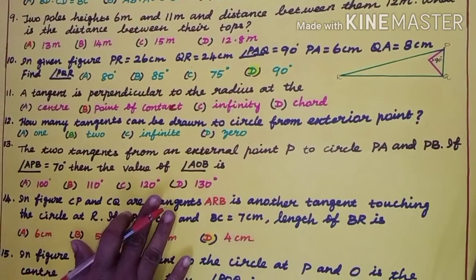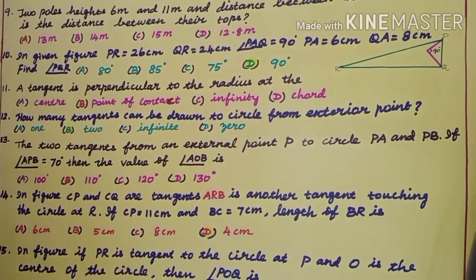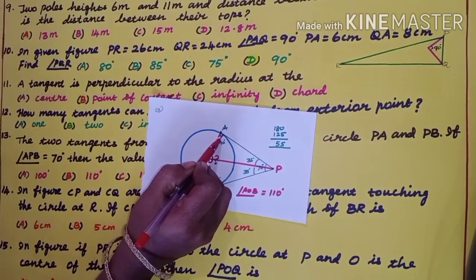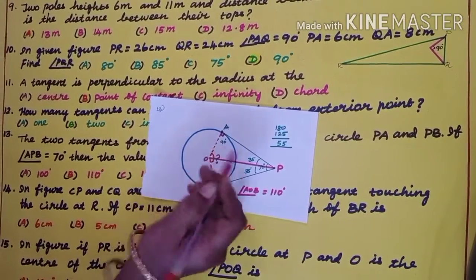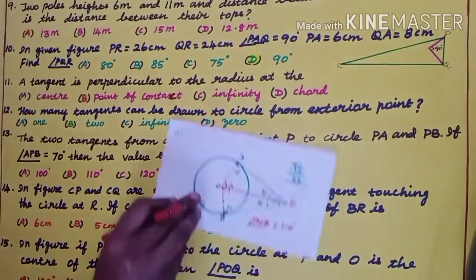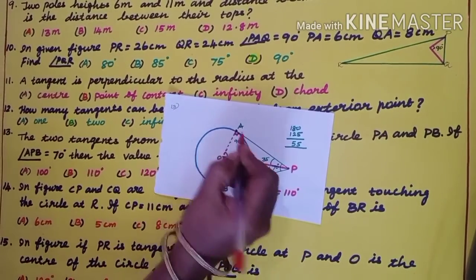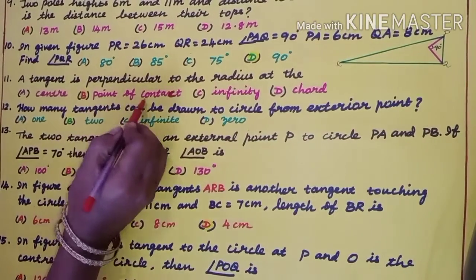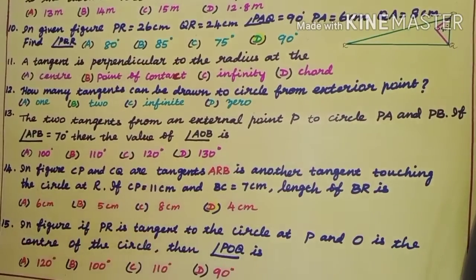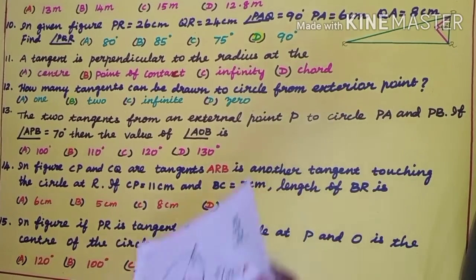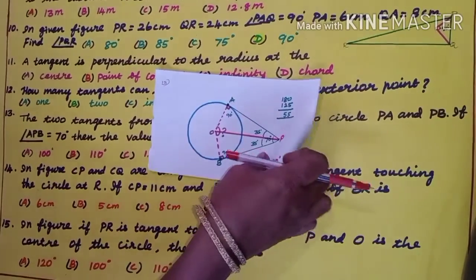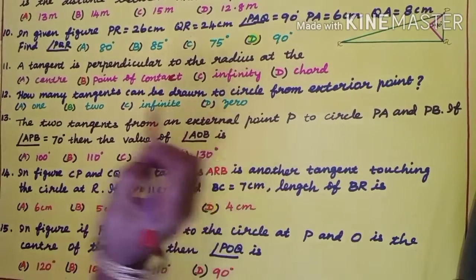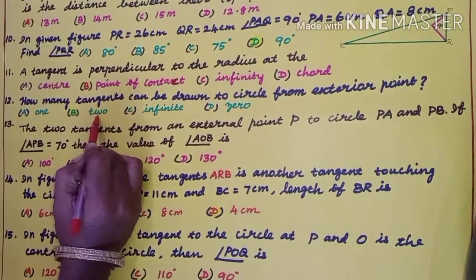The 11th one: the tangent is perpendicular to the radius. We well know the tangent is always at 90 degrees to the radius, at the point of contact. So your answer is the point of contact. How many tangents can be drawn? We can draw 2 tangents from an exterior point. So 12th question, 2 tangents. 2 is your correct answer.